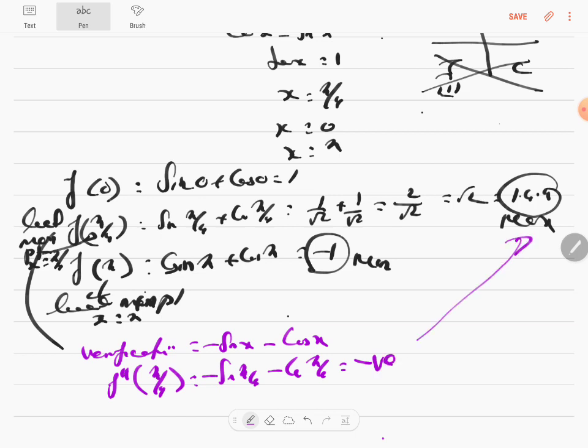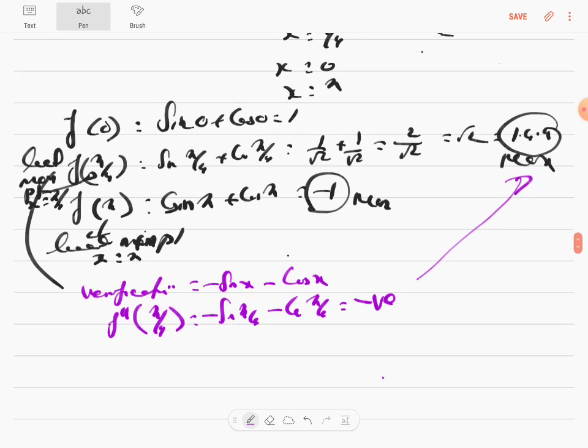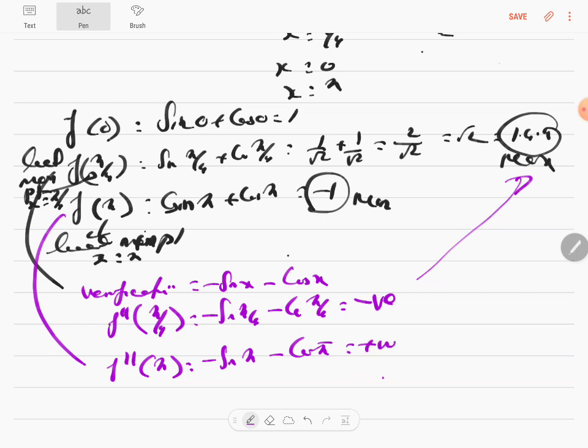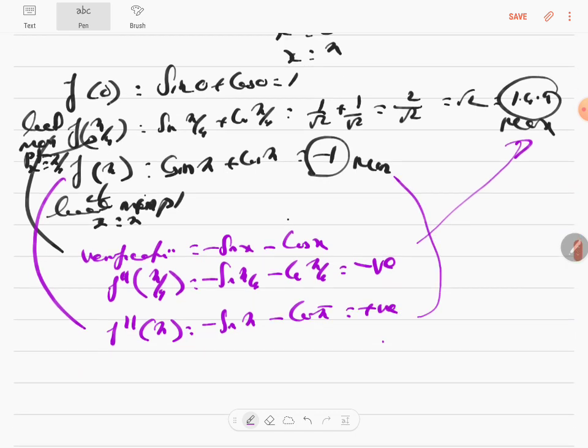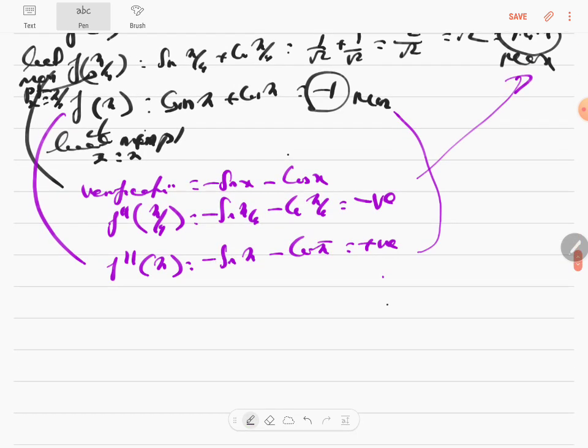In the previous sum it didn't work out, and if it doesn't work out, just remove the verification. Okay, so the next verification is f double dash of pi, which is minus sin pi, which is 0, minus cos pi, which is -1, so positive, and therefore it is minima. It works out beautifully in this sum. Can I go to the next question? What's the next question?